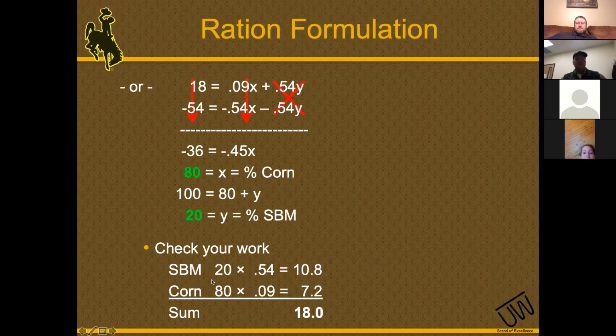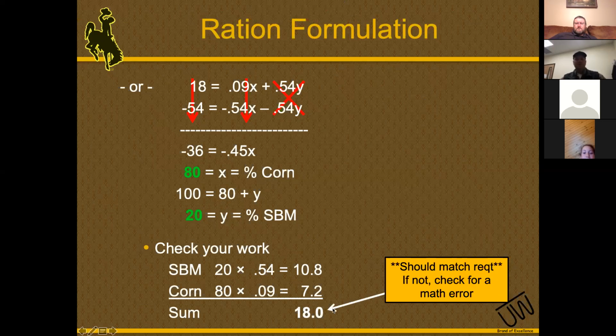Comes out to 18%. Remember, 20% of the diet is soybean meal. Soybean meal is 54% protein. That gives me 10.8 units of protein. Corn, 80% of the diet is 9% protein, gives me 7.2 units of protein to give me 18%. Okay?